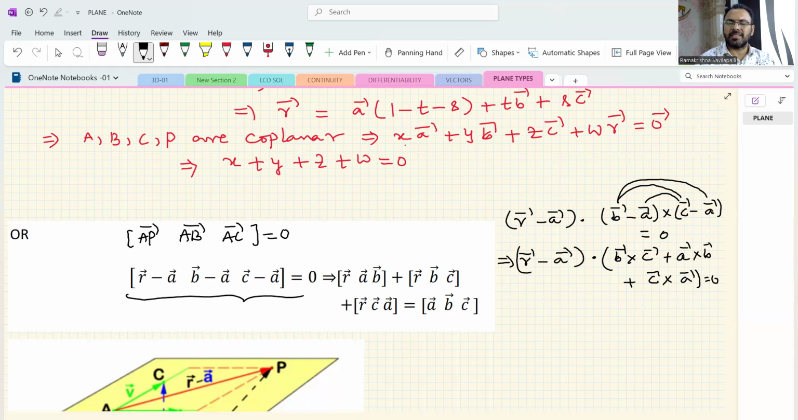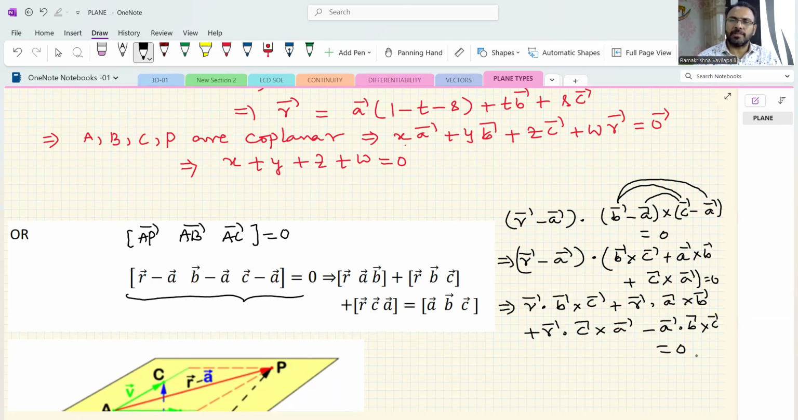And the rest, A cross A, is nothing but 0 bar vector. Now taking dot product with R bar dot B cross C plus R bar dot A cross B plus R bar dot C cross A. Now start with A bar, minus A bar dot B cross C. You will get only one term with dot A bar and the rest all become 0 because A cross B is perpendicular to A bar, and A cross C is perpendicular to A bar.